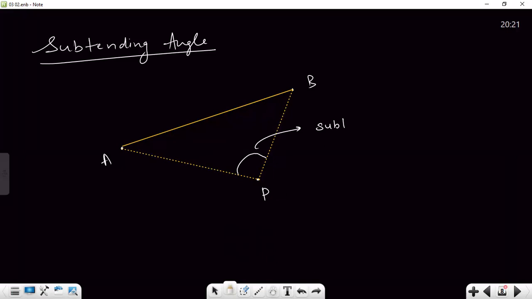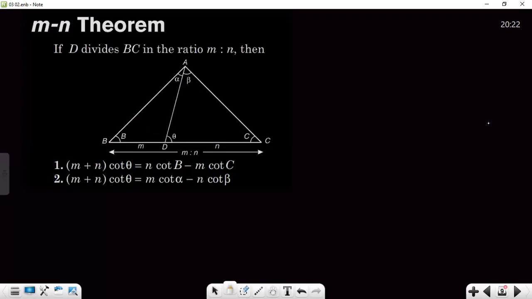Or should I write: angle subtended by AB at point P. Clear? Yes, sir. Let's now go back to MN theorem. This is very important.